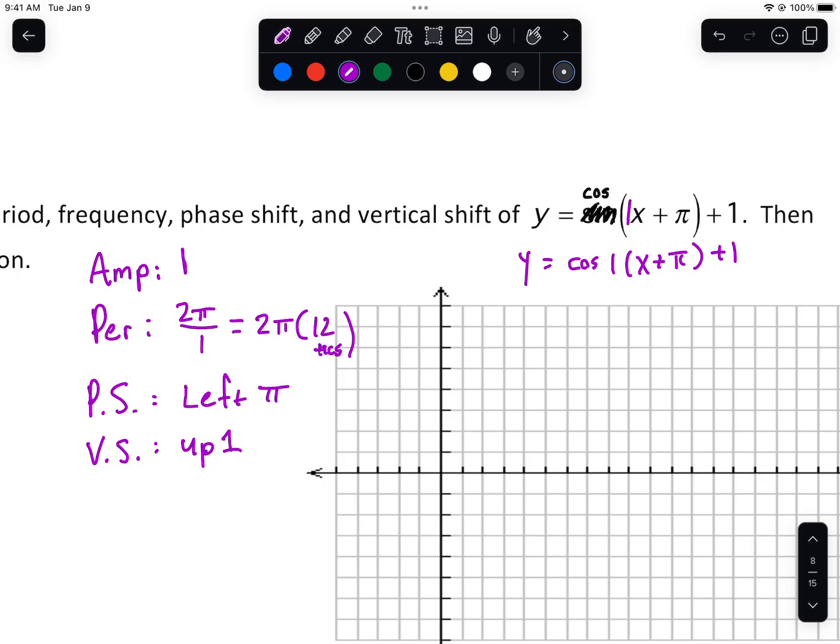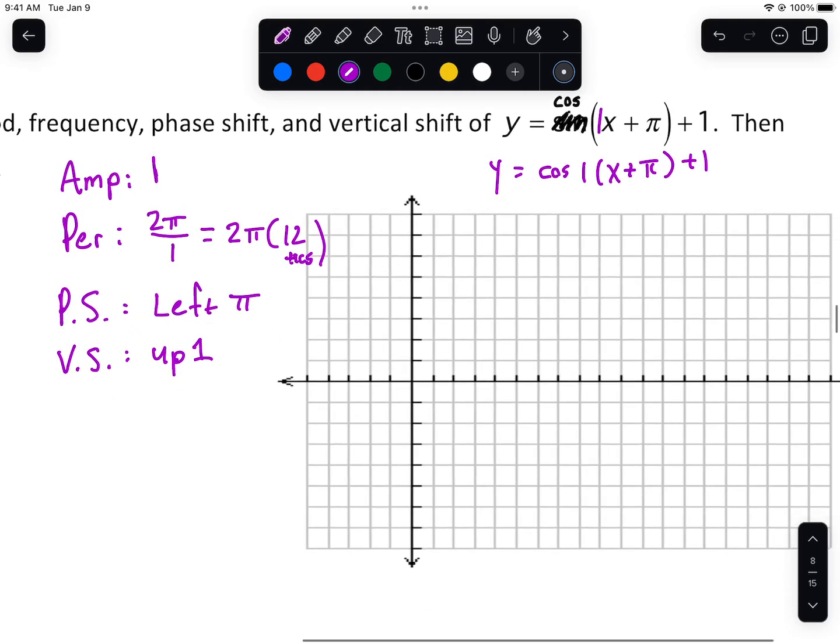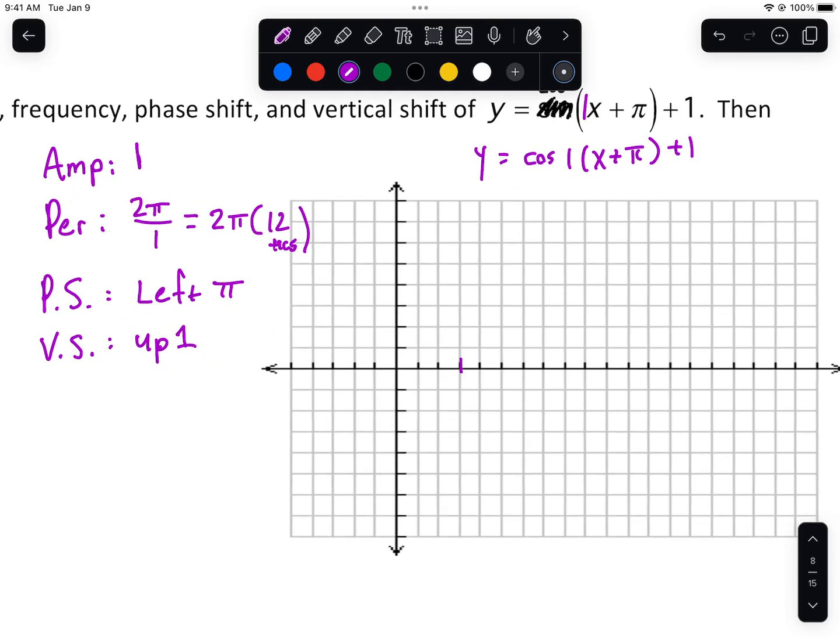So I'm going to go ahead and now start labeling my x-axis here. So you'll have pi over 2 at 3 ticks, pi at 6 ticks, 9 ticks is 3 pi over 2, and then 12 total ticks is 2 pi. Because the graph is going left pi, I'm going to count out 1, 2, 3, 4, 5, and then just a little bit off here. Negative pi, or 6 ticks to the left, is where this actually should begin.